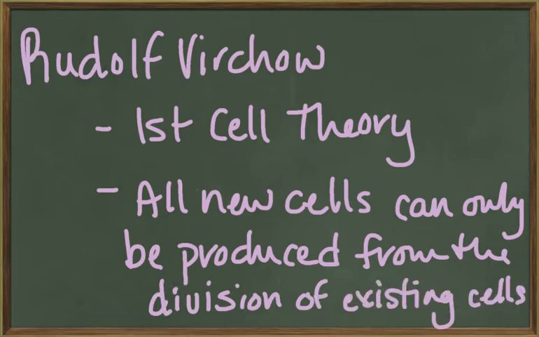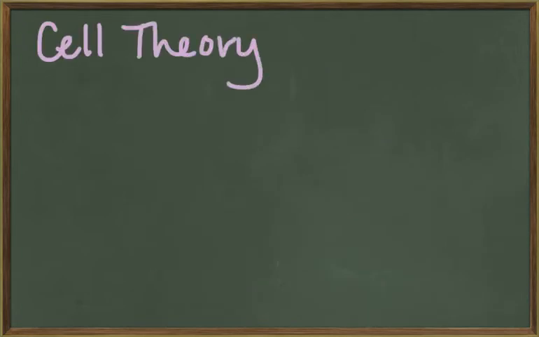Now, if we take the last three guys and put it all together into something coherent, we come up with the cell theory. This is the modern cell theory. There are 3 parts to the cell theory. The first one takes what Matthias and Theodore came up with and puts it all together.